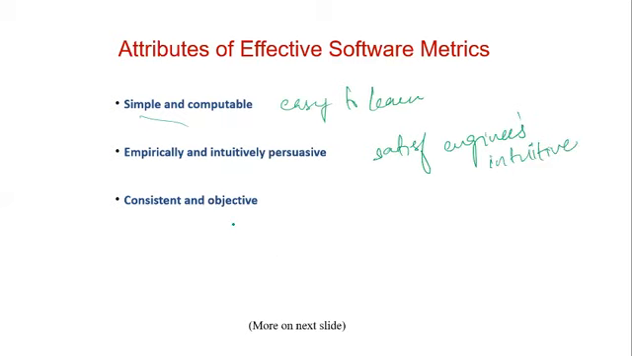The next is consistent and objective. That is, the metric should always give you results that are unambiguous. That is, it should not have more than one meaning. The results should be unambiguous.